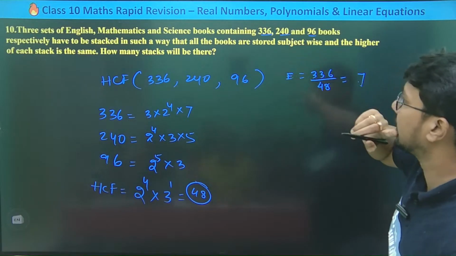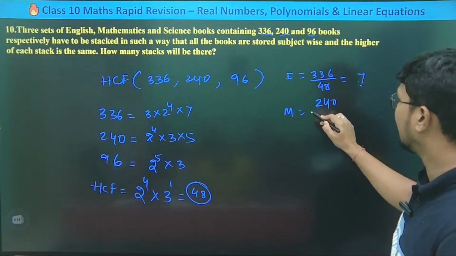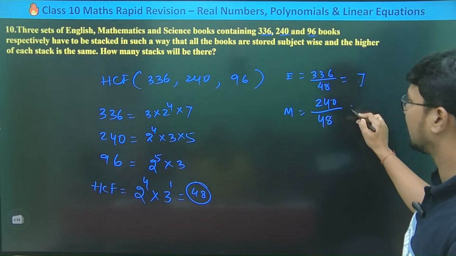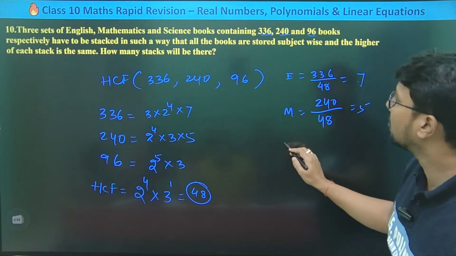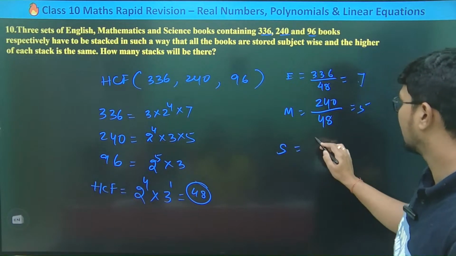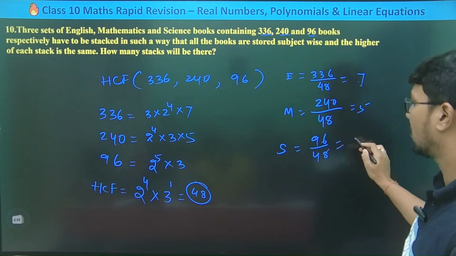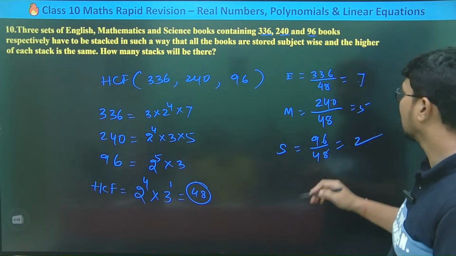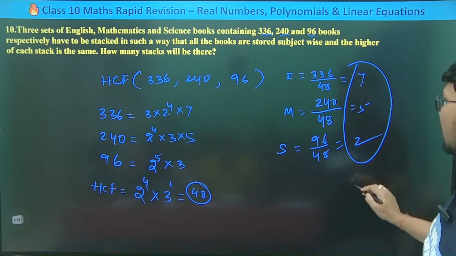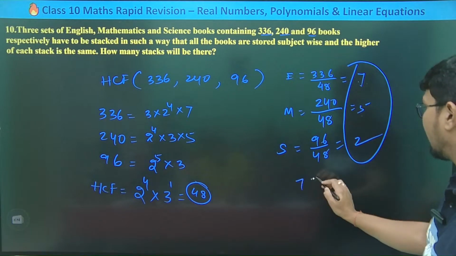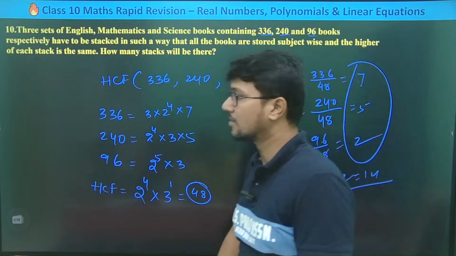For which one? That is mathematics. How many mathematics books are there? 240 divided by its height. How much is the height? 48. So that means 5. Done. And what about science? How many science books? 96 divided by 48. That is 2. Done, everyone. So the total number of stacks would be 7, 5, 14. Right? Add this. 7 plus 5 plus 2, that is 14. 14 stacks should be there, right?